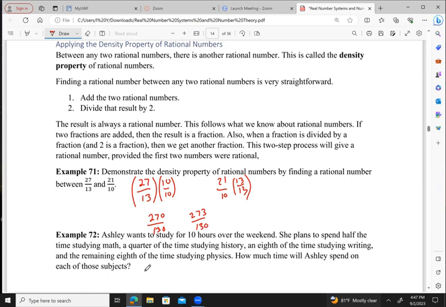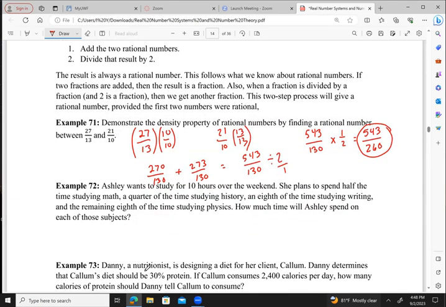So actually, we can just look at it and tell there's a number between them. But it says to add them up. So when we add these up, I get 543 over 130. If I divide by 2, that's 2 over 1. So it's the same as taking 543 over 130 and multiplying it by 1/2. It's 543 over 260. And that would be a number between the two.